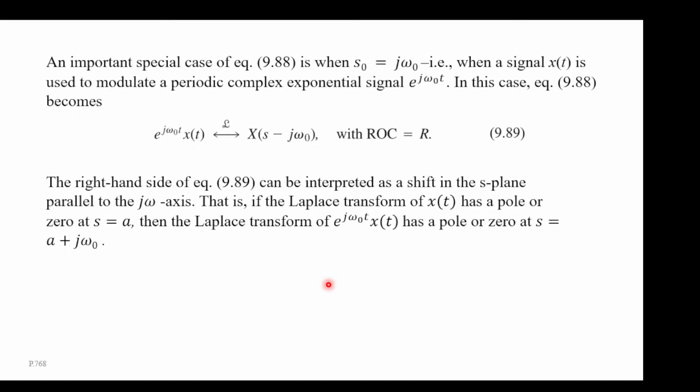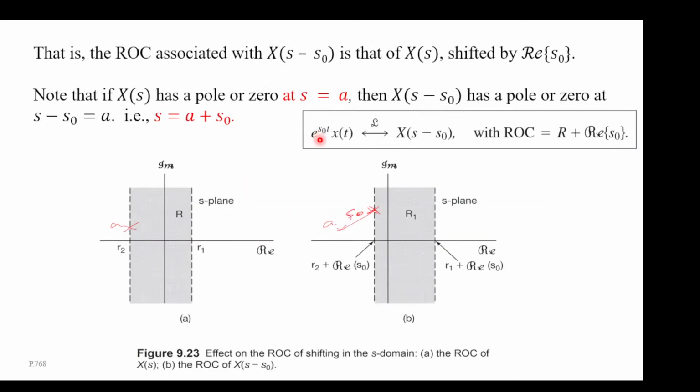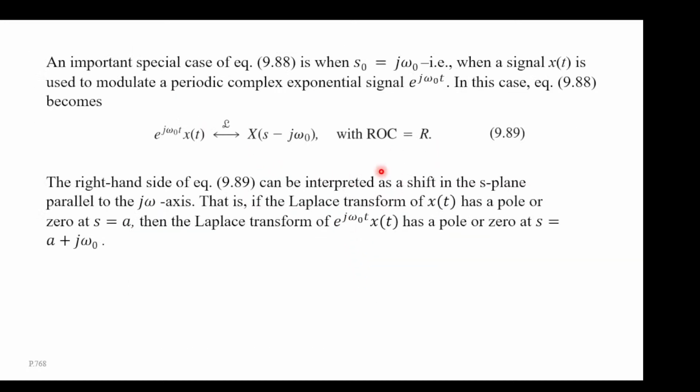And that's what happens when you modulate. You can also look at this the other way around. When you modulate your signal by the complex exponential e to the j omega 0 t, then your Laplace transform gets shifted by j omega 0, and the ROC doesn't change, but all the poles and zeros also get shifted by j omega 0.